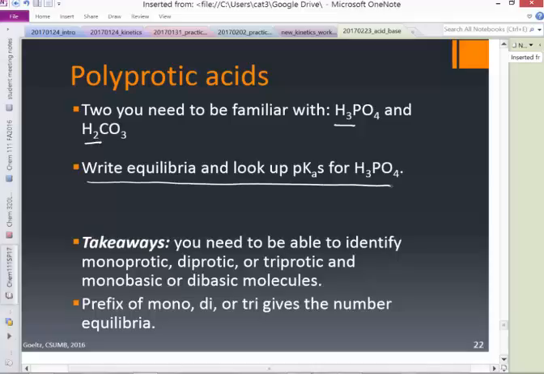The takeaway, the skill you need, is to be able to identify, that is, I might say, is this molecule triprotic, diprotic, or monoprotic? And you need to look at it and be able to figure out the answer to that. Or is this monobasic, dibasic, tribasic? One way to think about this is that the prefix gives the number of equilibria that you should expect. If it is a triprotic acid, you should expect three equilibria, three acid equilibria for Ka.